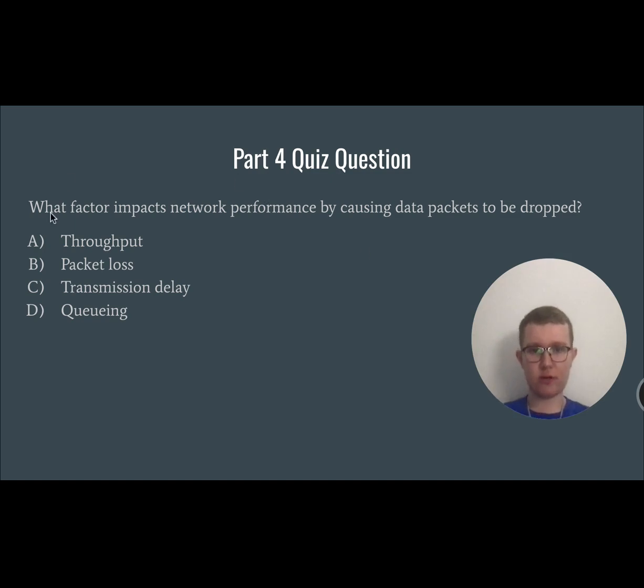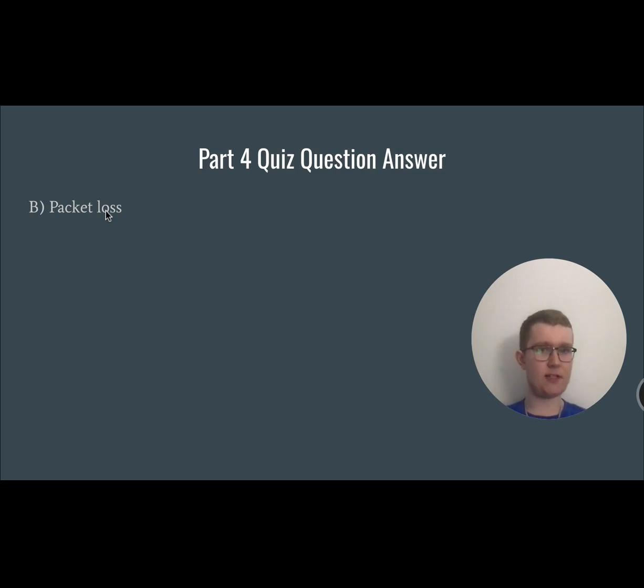So a little quiz question for you guys. What factor impacts network performance by causing data packets to be dropped? We have throughput, packet loss, transmission delay, or queuing. This should be pretty obvious, because if we have a full buffer, it's going to be B, packet loss, because the packet arrives at the buffer when it's already full, and it's going to be dropped because it won't be able to reach its destination.